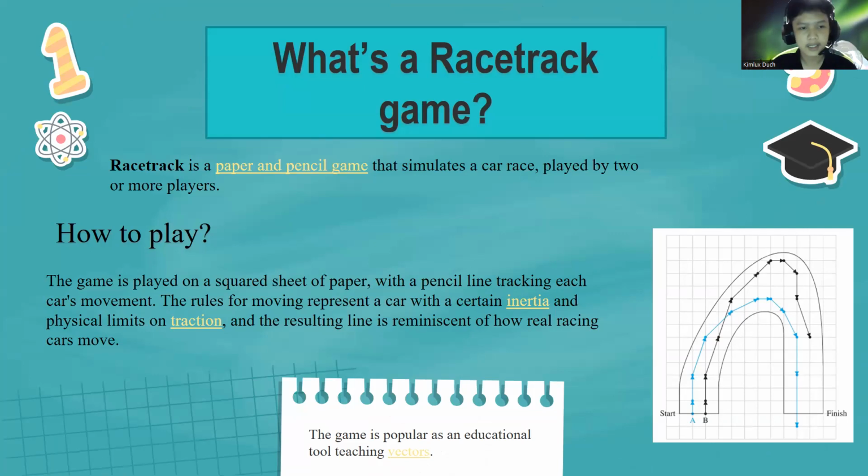How to play this is basically the game is played on a square sheet of paper with a pencil line tracking each car's movement. And the rules represent a car with a certain inertia and physical limit on traction, resulting in a line reminiscent of how real racing cars move. The racetrack game is actually popular as an educational tool.